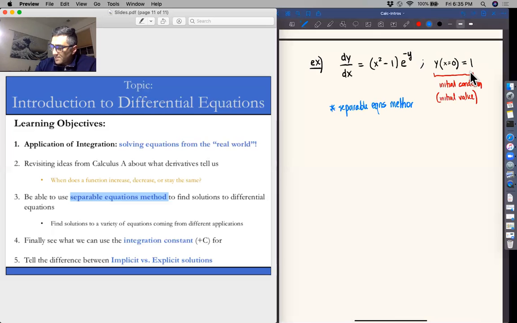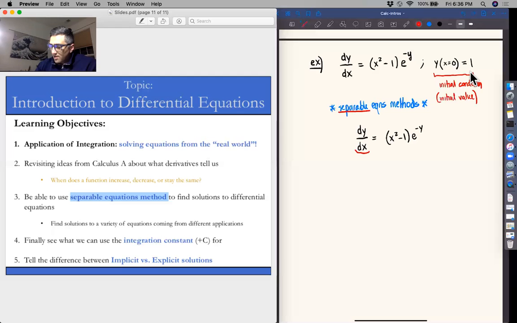And the name of the game for this separable equations method, as the name suggests, is that we're going to try and separate the different variables onto different sides of the equation. Now, this seems a little bit trickier than it actually is. So for example, I'm just going to rewrite our equation down here: dy/dx is equal to (x squared minus 1) times e to the minus y. What we want to do is try to get all the y information on one side and all the x information on the other side. So what that means for us is we want a dy on one side, a dx on the other side, all the x stuff with the dx, all the y stuff with the dy.